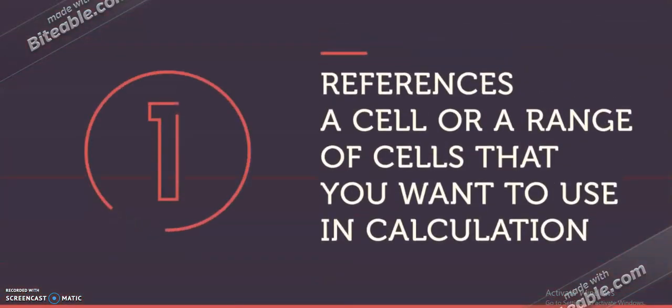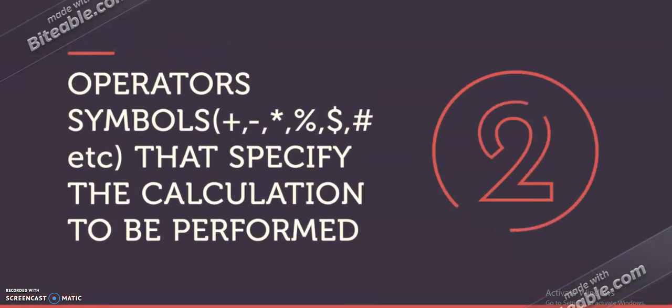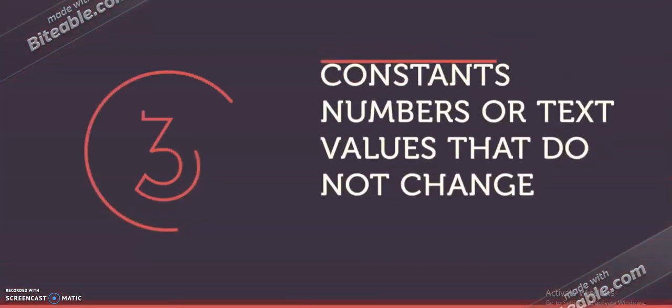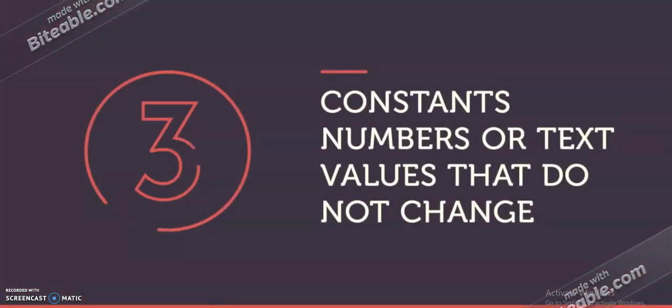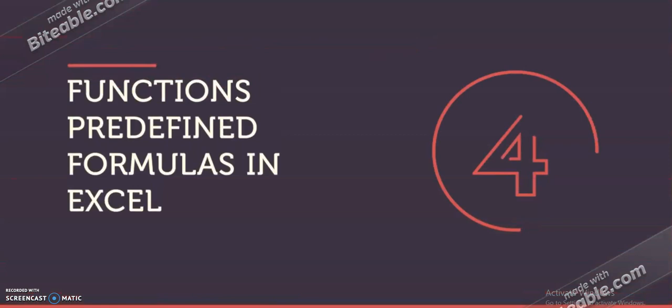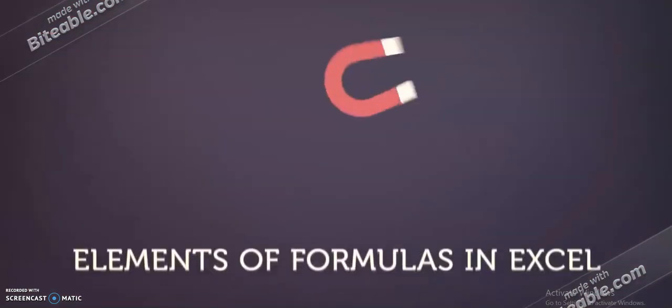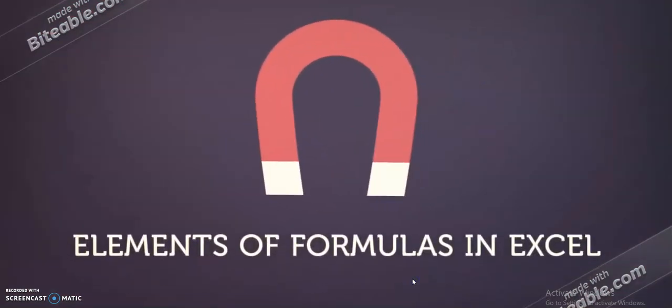The next one is operators. The symbols like plus, minus, multiplication, division that specify the calculation to be performed are called operators. Next is constants. Numbers or text values that do not change are called constants. Next is functions. The predefined formulas in Excel are called functions. For example, summation, average, simple interest, text addition, these are the functions. Now, let us proceed with the elements of formulas in Excel.